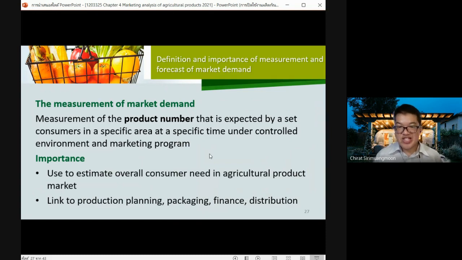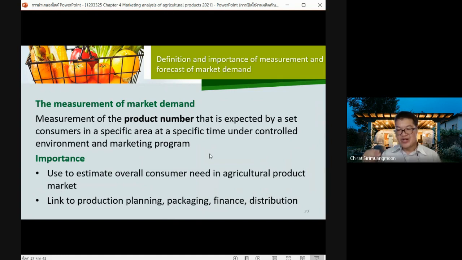Then, what is the definition of the measurement of market demand? Measurement of market demand is when you measure the number of products that is expected by a set of consumers in a specific area at some specific time under a controlled environment and marketing program. So in other terms, you evaluate, you measure. I would change this word. You just see how many of the products are going to be sold in a specific area, at a specific time.